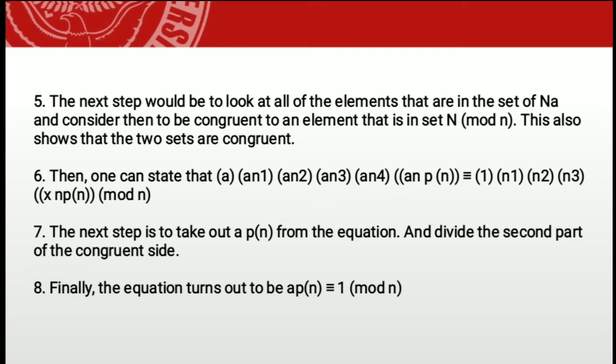Then, one can state that a times an1 times an2, an3, an4, and an_φ(n) is congruent to n1, n2, n3 times n_φ(n) mod n. The next step is to take out the product from the equation and divide the second part of the congruent side. Then, finally, the equation turns out to be a^φ(n) is congruent to 1 mod n.